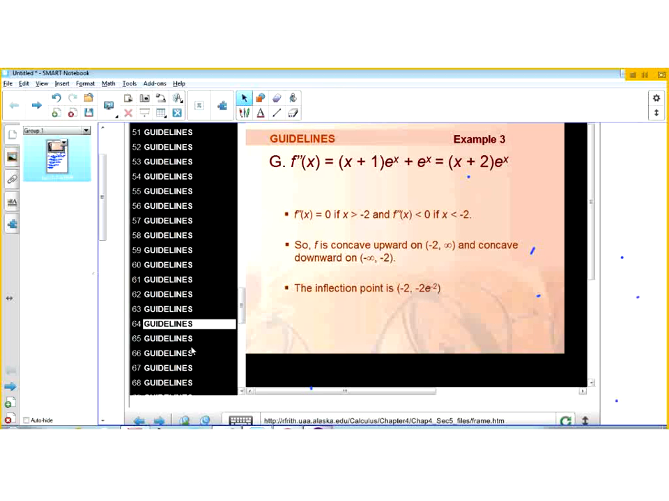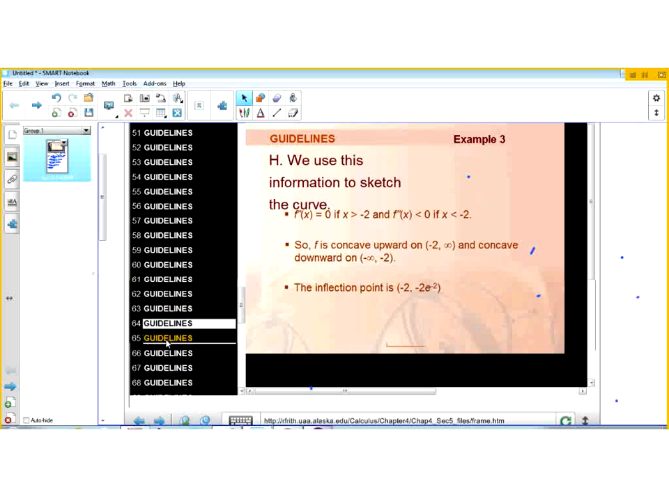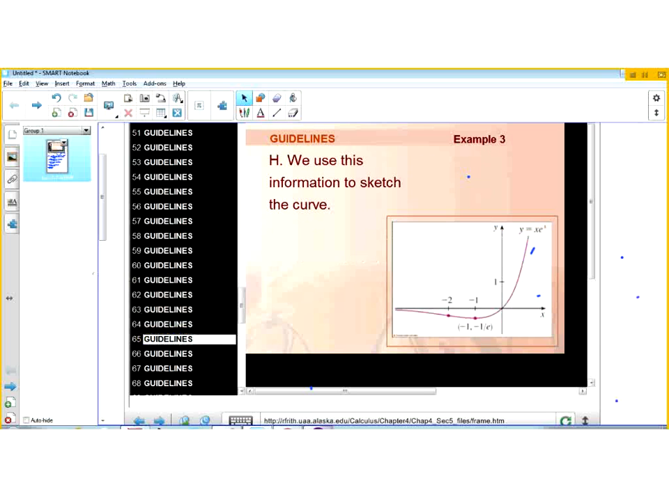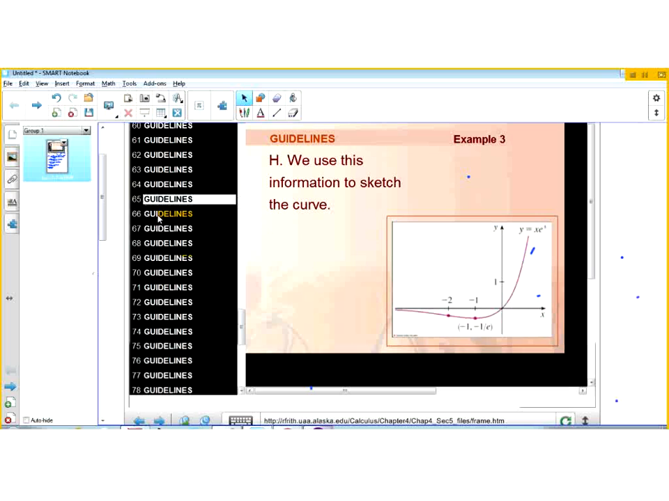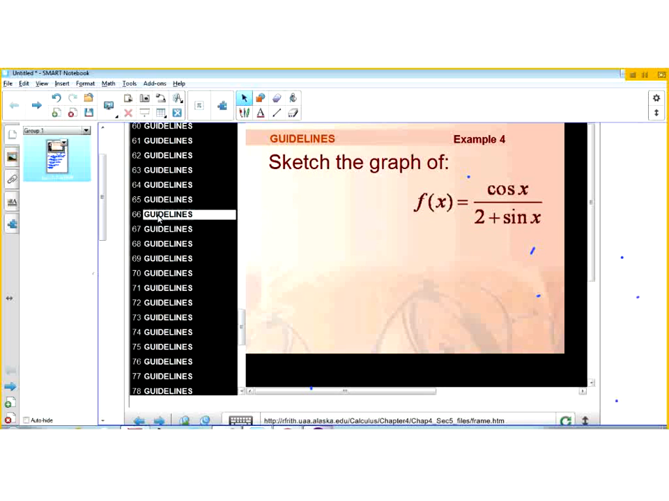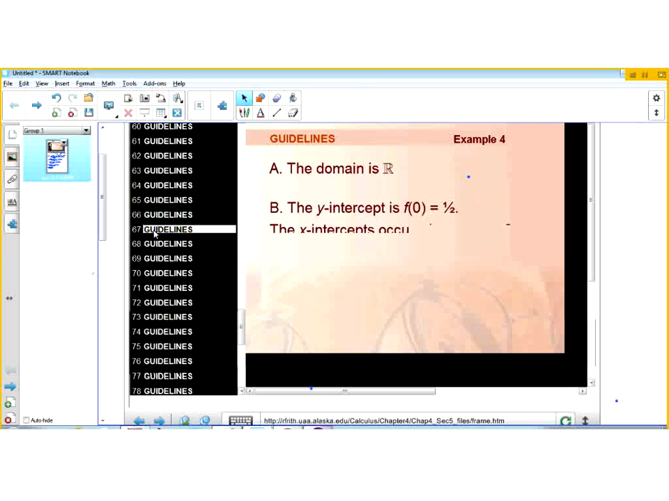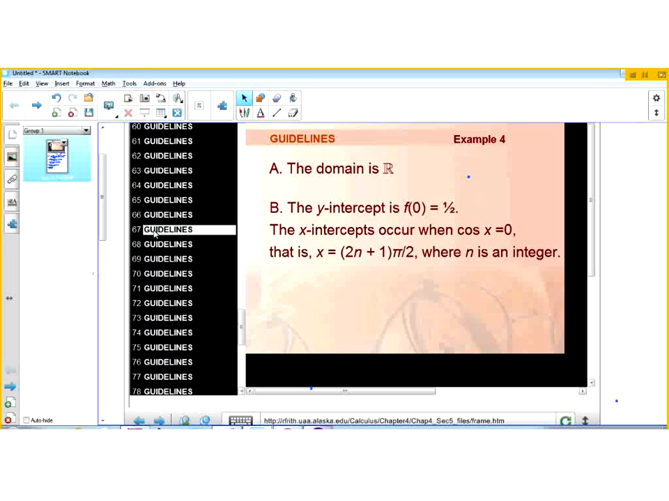Okay, so slide 65. So there we go. So interesting graph. Another example. Here we go. Sketch the graph of a rational trig function. Something we have never been able to do until today. All right, so this one looks like it's going to involve a lot of work.